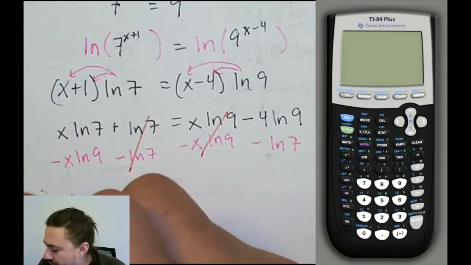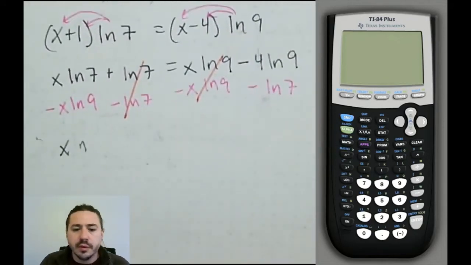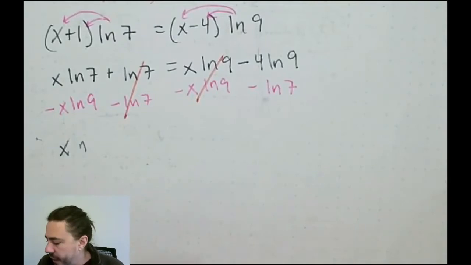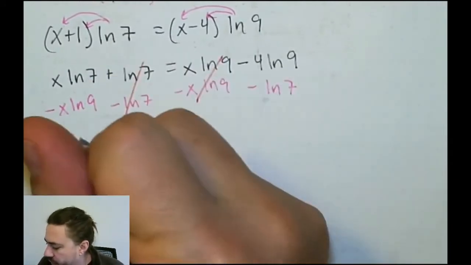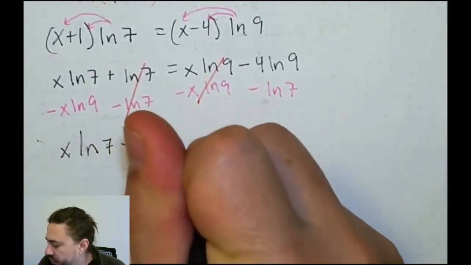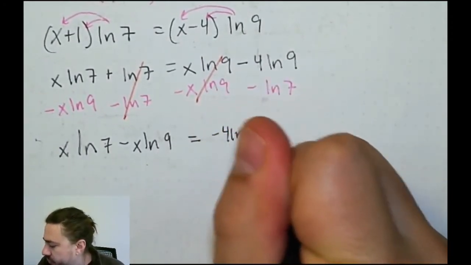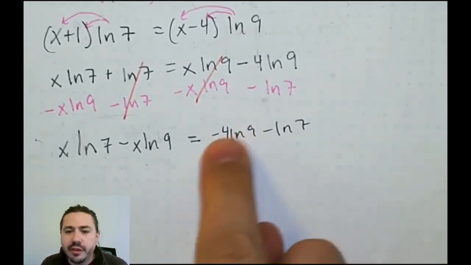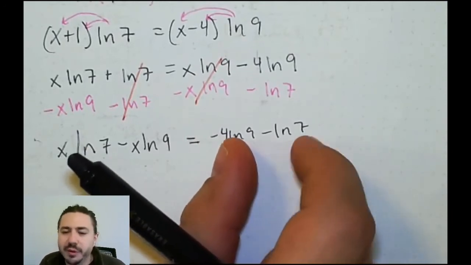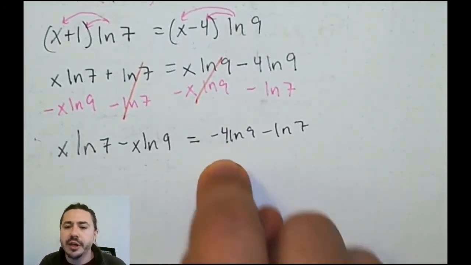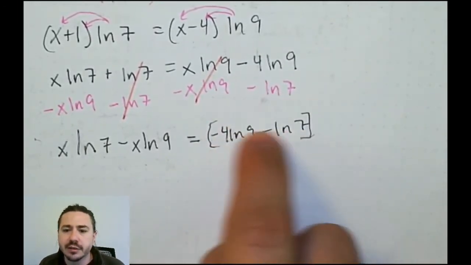Okay, that leaves me with x natural log, let me clean that up a little bit. x times the natural log of 7, let's try to make that a little more legible here, minus x times the natural log of 9 equals negative 4 natural log of 9 minus natural log of 7. Now this over here is just a number. It's negative, but it's just a number. It's an irrational number. You can just think of this as a single constant, okay? So don't get too hung up on the fact that this looks kind of funky.